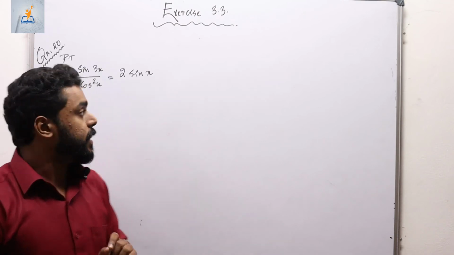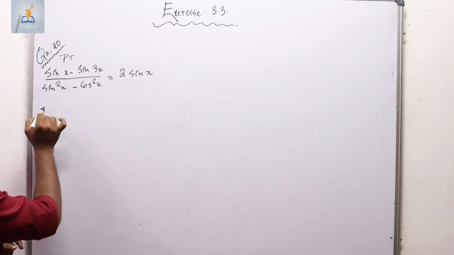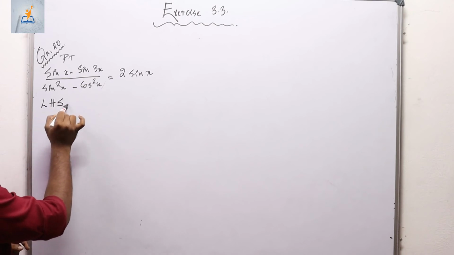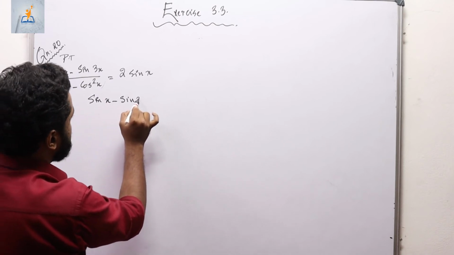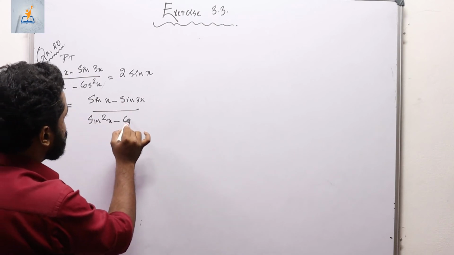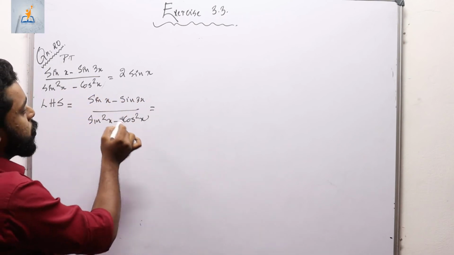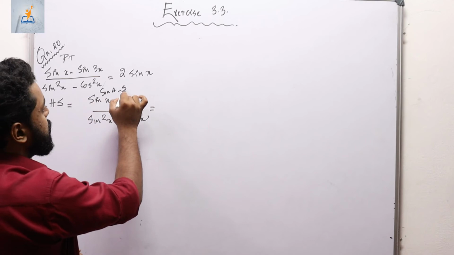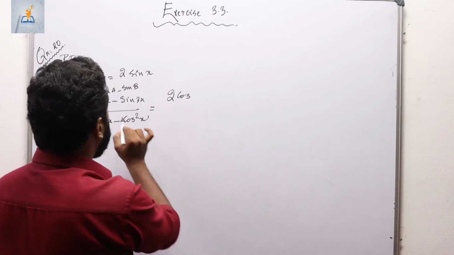Coming on to the 20th question, we have to prove this left hand side equal to the right hand side. We shall consider the left hand side. It is equal to sin x minus sin 3x divided by sin square x minus cos square x, isn't it? We know the numerator is of the form sin a minus sin b. So we can directly apply the formula, 2 cos (a plus b) by 2.